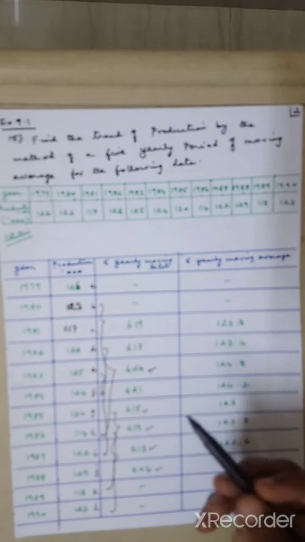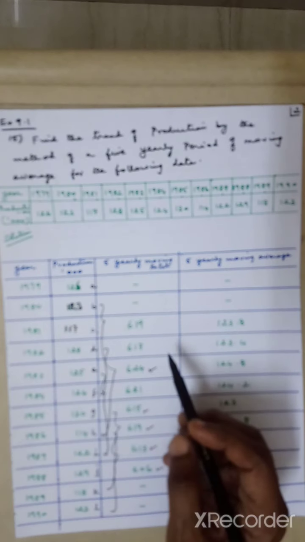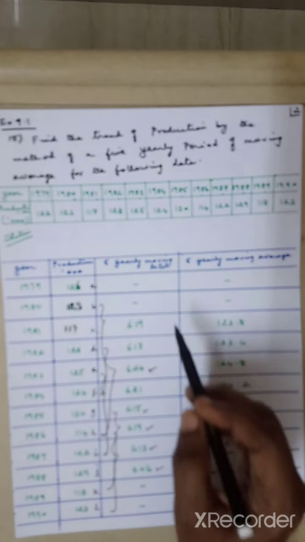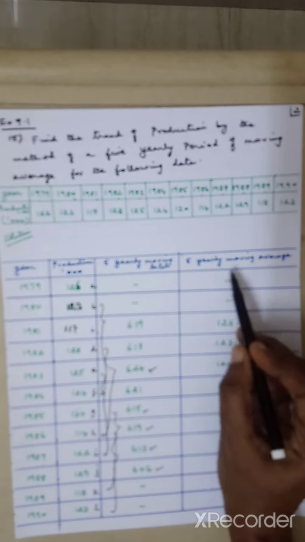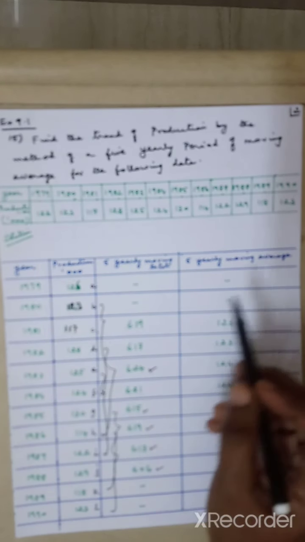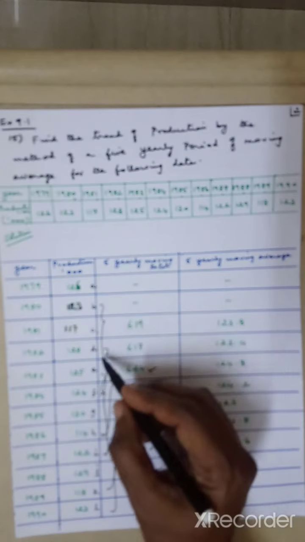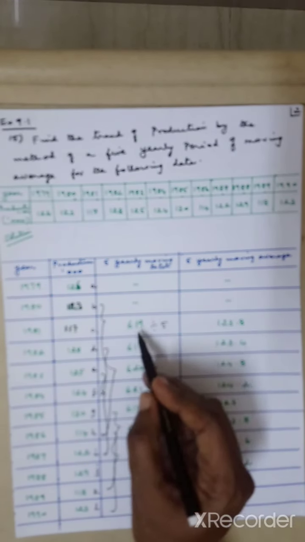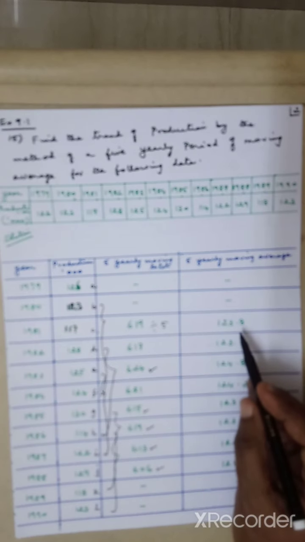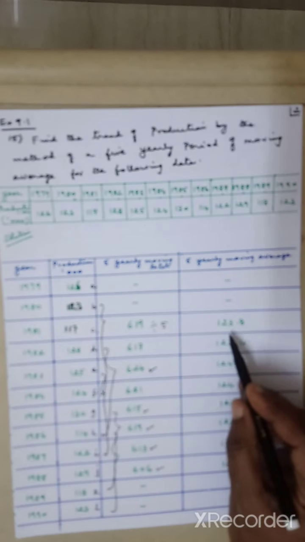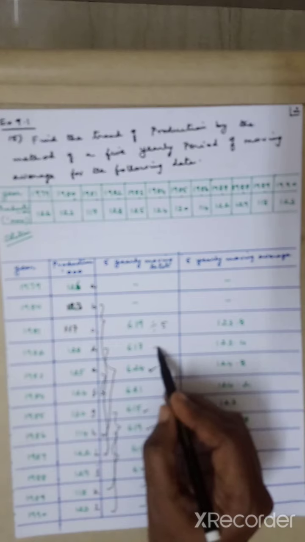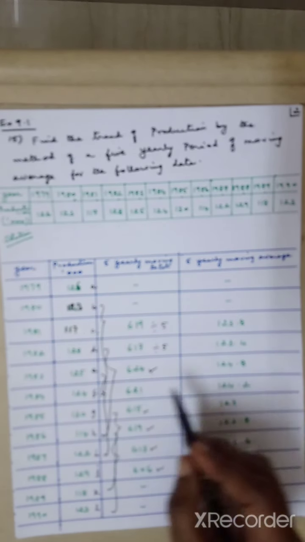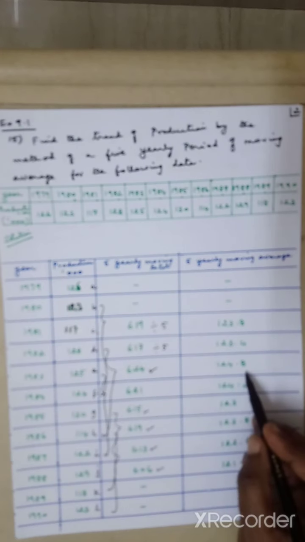Okay. Next we have to find the average, because the question is to find the trend values by the method of 5 period moving average. So we open up a next column called 5 yearly moving average. What do you mean by average? You have added 5 values, so you have to divide each value by 5. If you divide 619 by 5, it's 123.8. Similarly, 617 divided by 5 will be 123.4. 624 divided by 5 is 124.8.